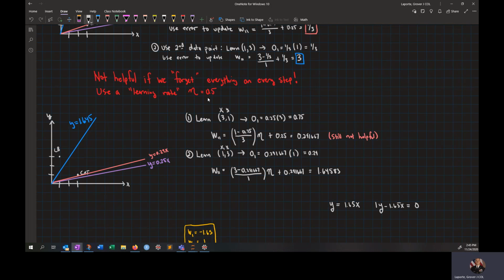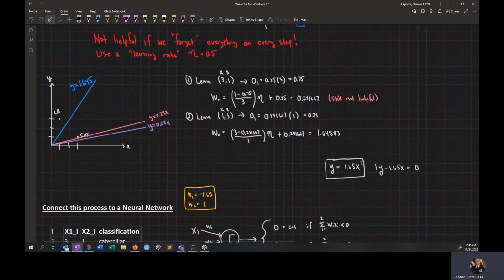So if you want to put something really small in, then you're going to have a larger memory than you would if you get a really large number here. You can think about that for a second. So our model becomes this: y is equal to 1.65x.